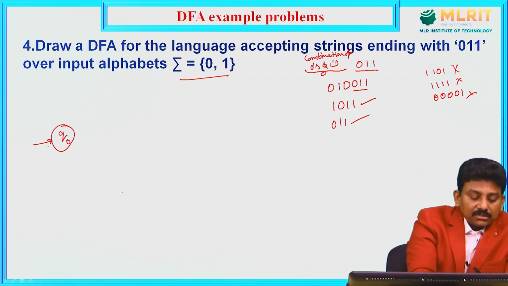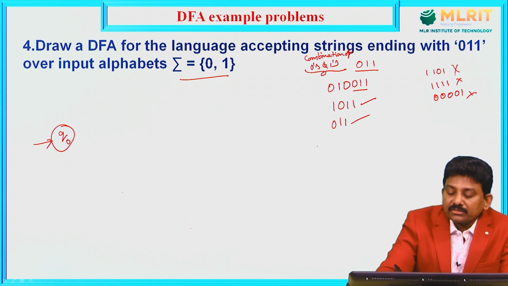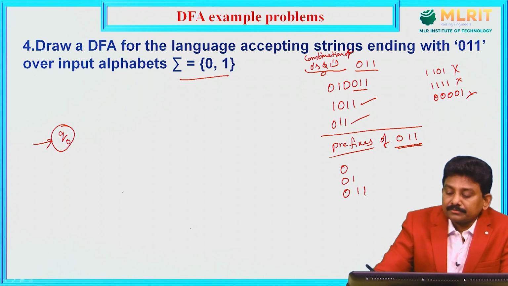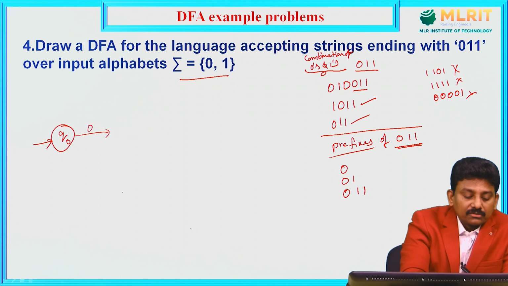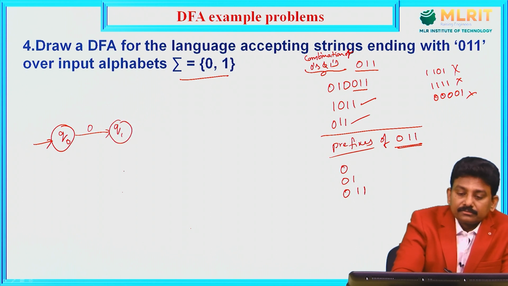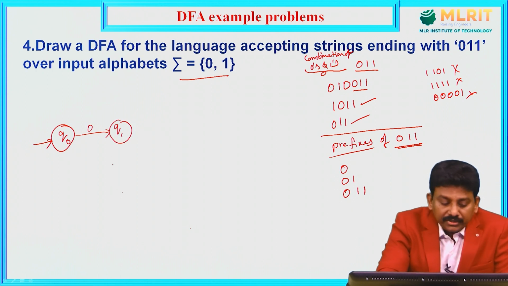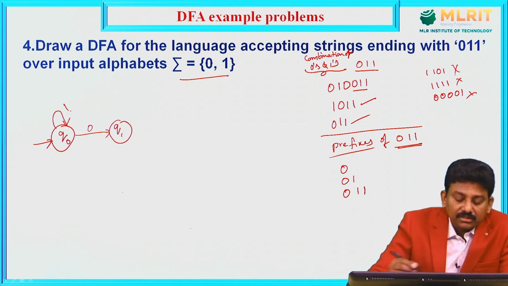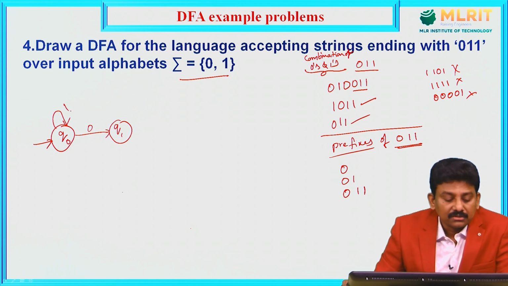Q0 is the initial state. The prefixes of 0, 1, 1 are 0, 0 1, and 0 1 1. So, if you read 0, I can go to Q1. In Q0, if you read 1, stay in the same state, because 1 is not a prefix of 0, 1, 1. 0 is a prefix of 0, 1, 1, so I can go to Q1 for 0.